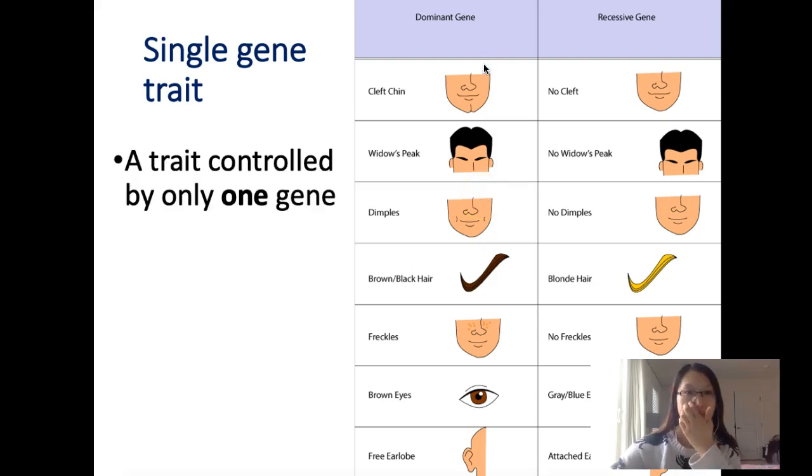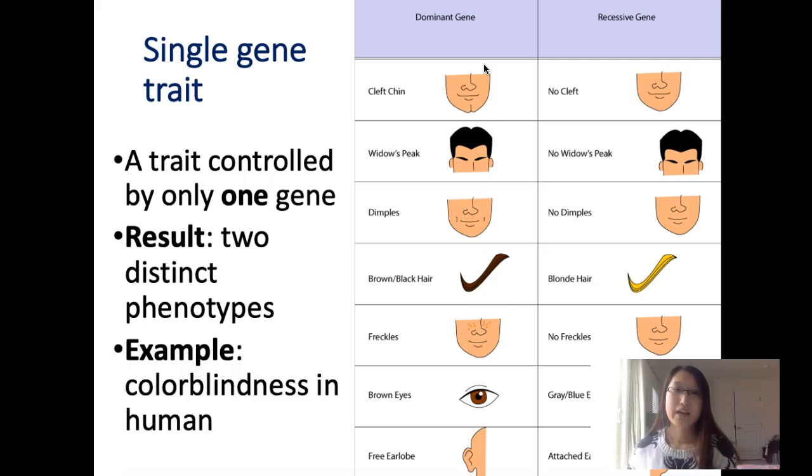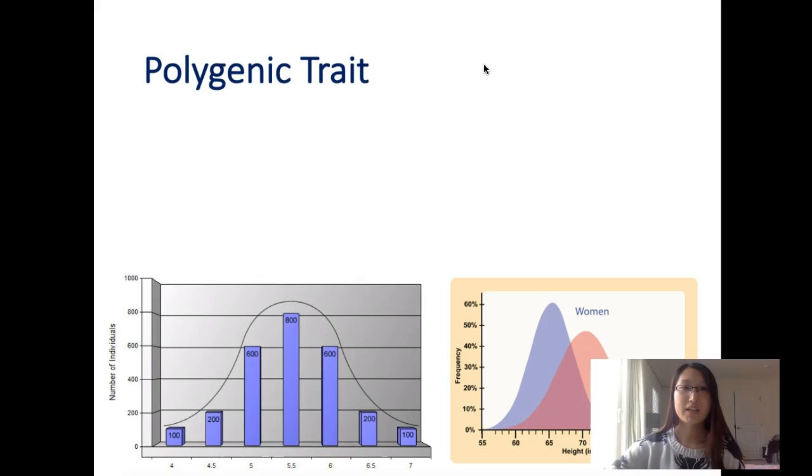So if you look at the definition of a trait controlled by only one gene, the result is you have two distinct phenotypes, or a few more, but they're distinct phenotypes. You don't have anything in between. You have, well, it's like A or B or C. There's nothing in between A or B. That's a distinct phenotype. And then, for example, color blindness will be a single gene trait.